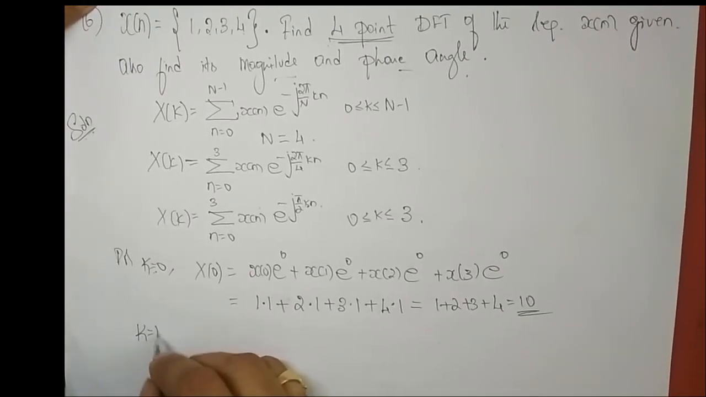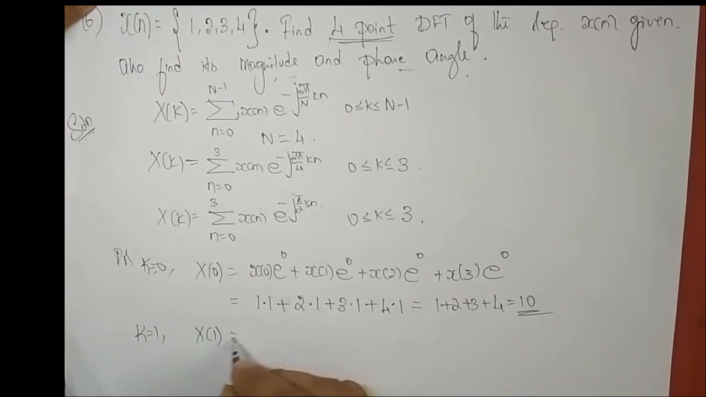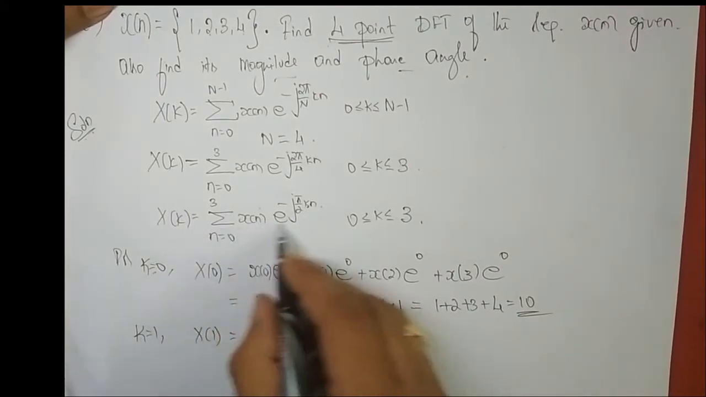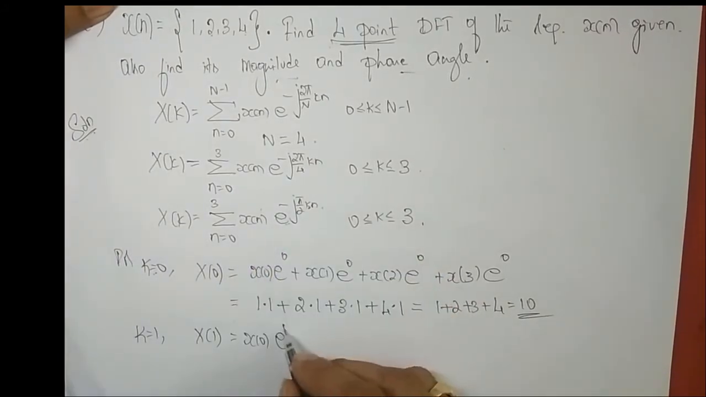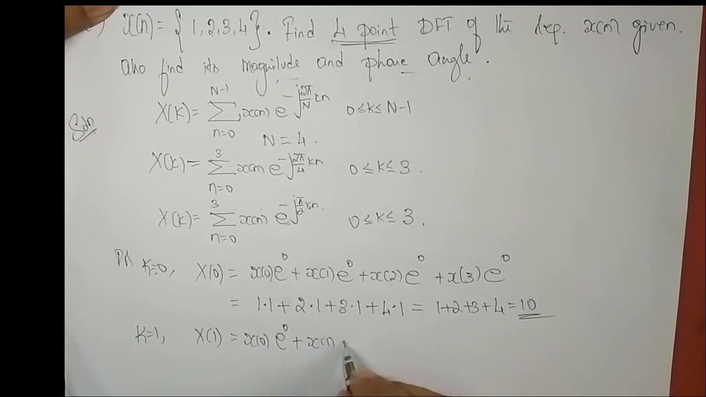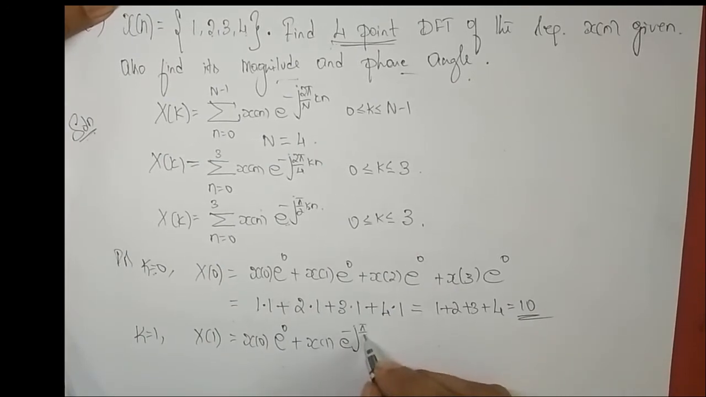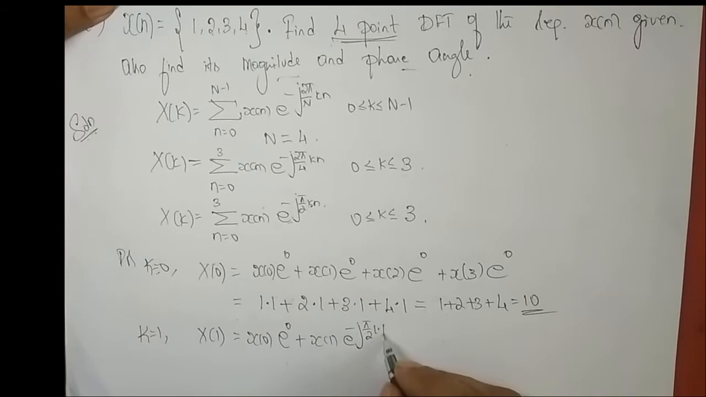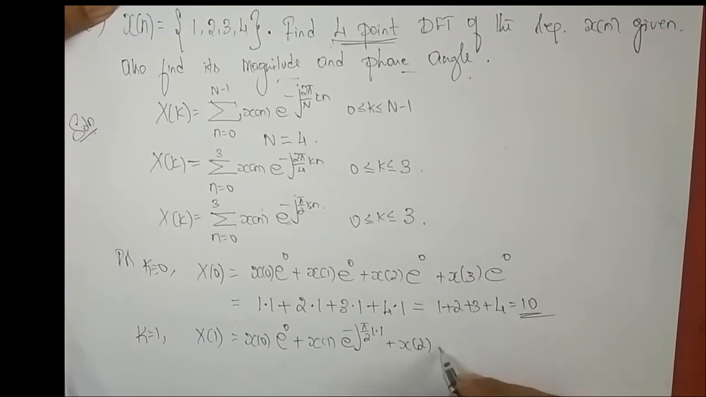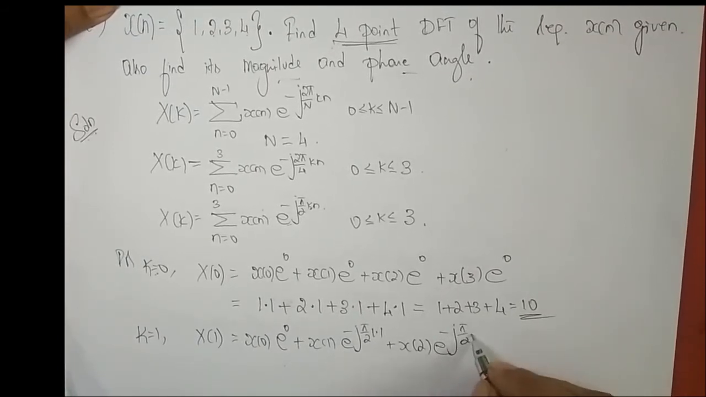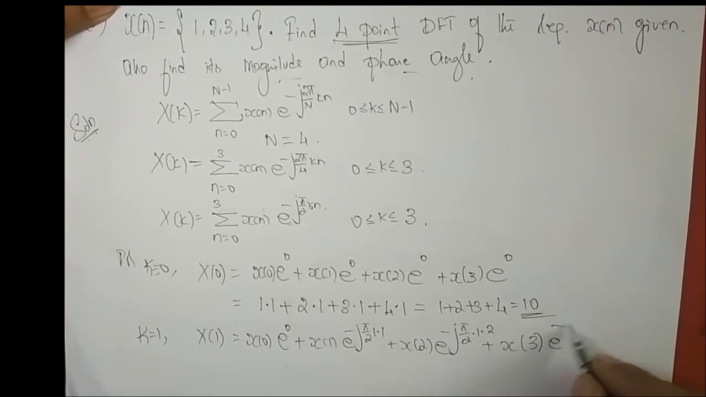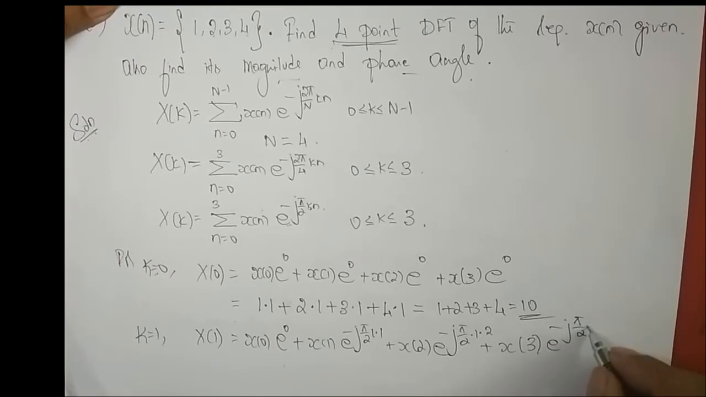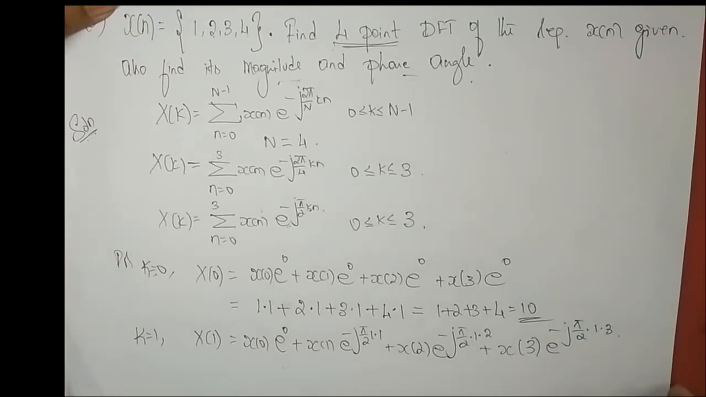Now for k equal to 1, X of 1 is equal to, for this equation I have to give values for n. So when n equal to 0, it is x of 0 into e power 0, plus x of 1 into e power minus j pi by 2 with k equal to 1 and n equal to 1, plus x of 2 into e power minus j pi by 2 with k equal to 1 and n equal to 2, plus x of 3 into e power minus j pi by 2 with k equal to 1 and n equal to 3.